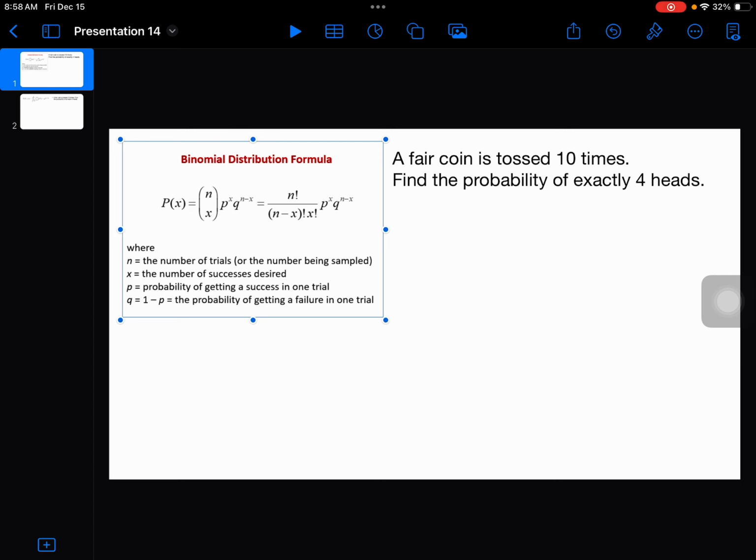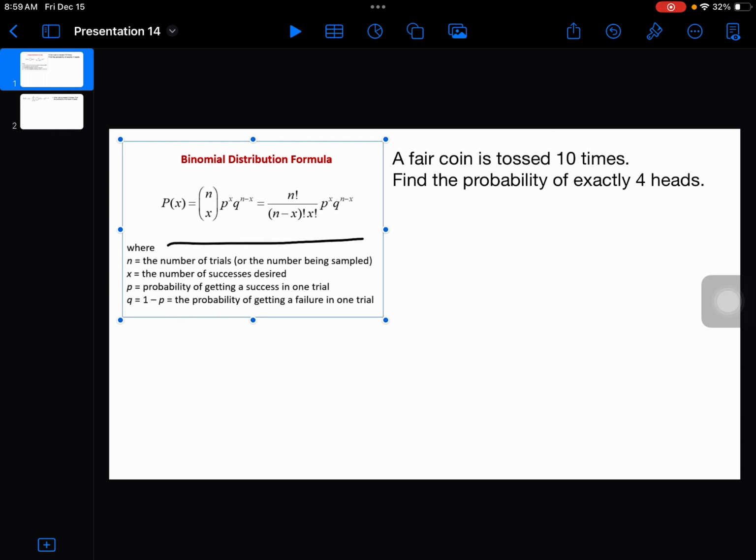Usually we're talking about dice and coins and stuff like that for general probability, because other events are just hard to estimate a probability for, whereas casino games give us the great opportunity of having discrete probabilities, which don't exist so often in real life. So we've got a fair coin that's tossed 10 times. We want to know what's the probability of getting exactly 4 heads.